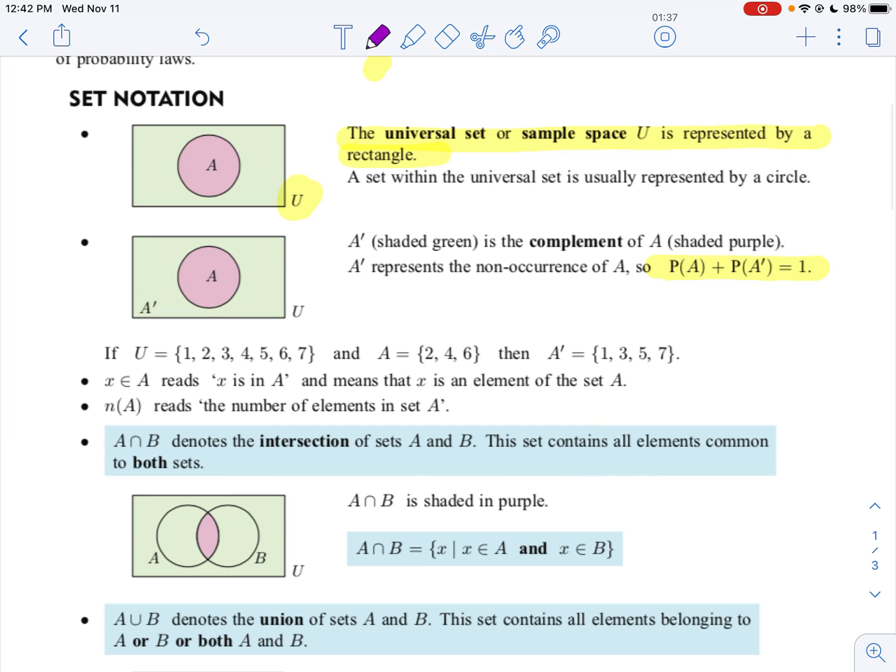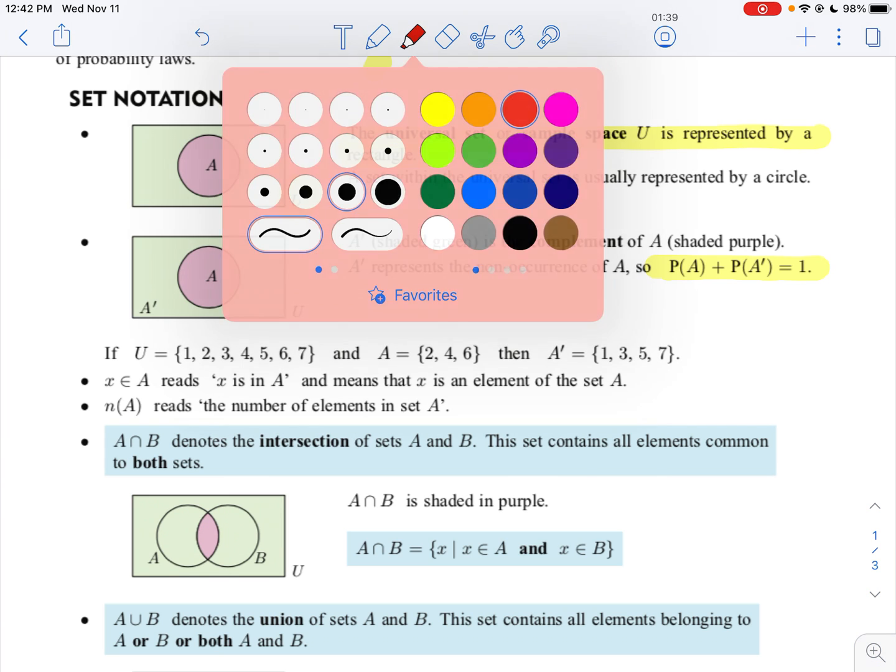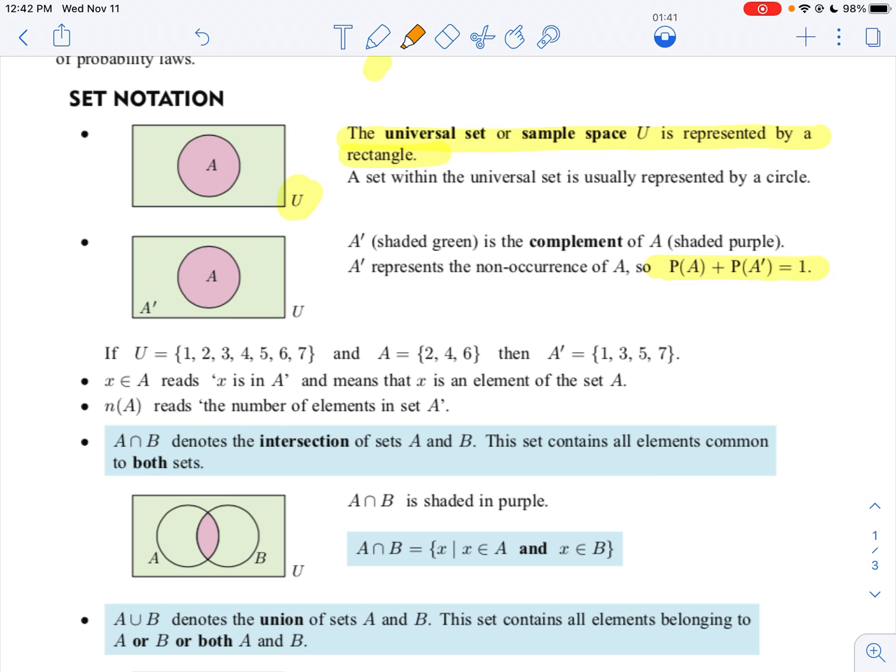So if U is the universal set, 1, 2, 3, 4, 5, 6, 7, and A is 2, 4, 6, watch what I'm going to do. I'm going to put 2, 4, and 6 inside of A. Then A prime, or the complement of A, is 1, 3, 5, 7. So those four numbers are outside set A, but somewhere in the rectangle.